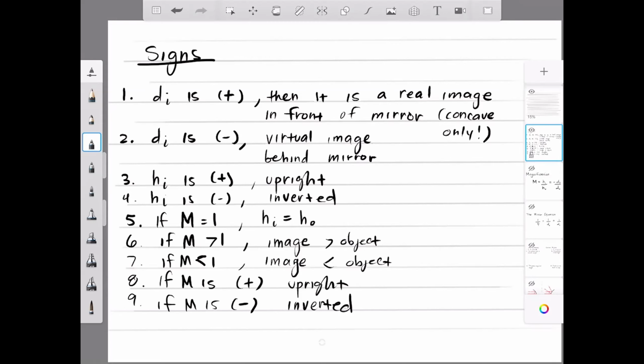It seems like it's a lot, but it's really not too bad. Pretty much the main ones that you have to worry about are the plus and the minus for dI and hI. The signs for M come directly from the signs of dI and hI. Now, your object height will always be positive because your object is always upright with respect to the surface of the mirror. And your object distance is always positive as well, because if you're going to look in the mirror, you always need to be in front of the mirror. You obviously can't look at your reflection if you're standing behind the mirror.